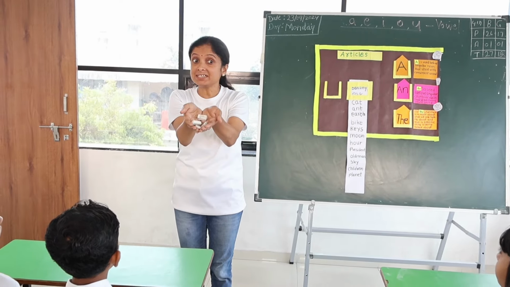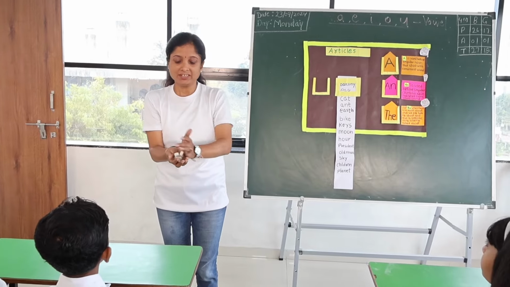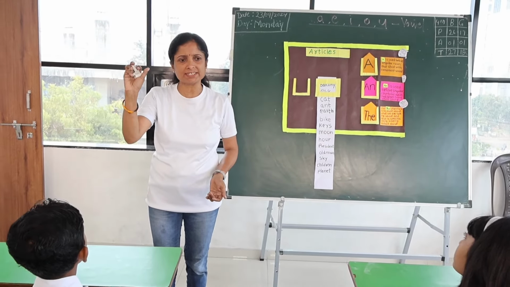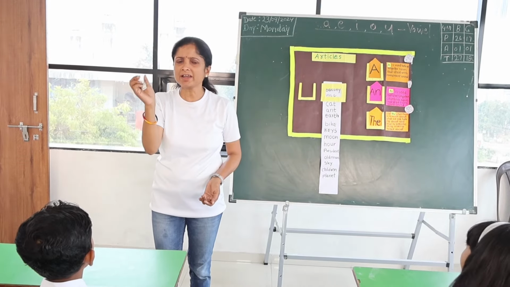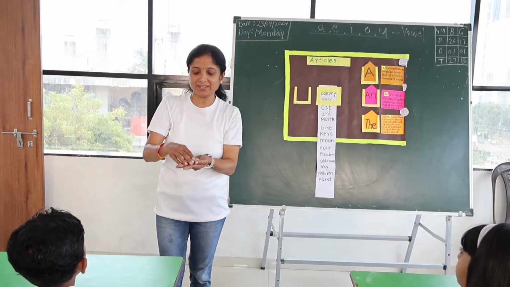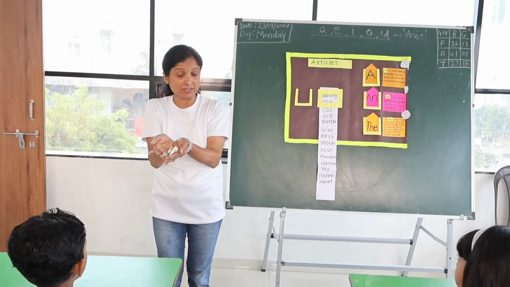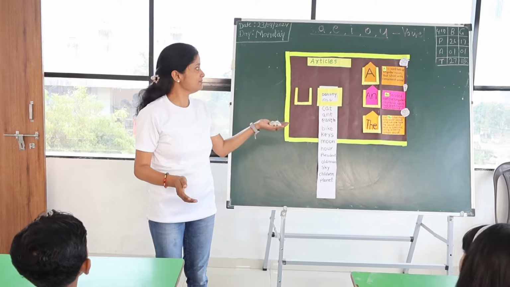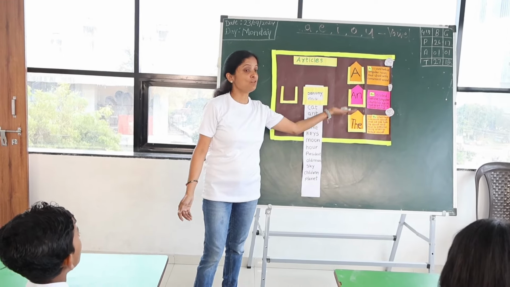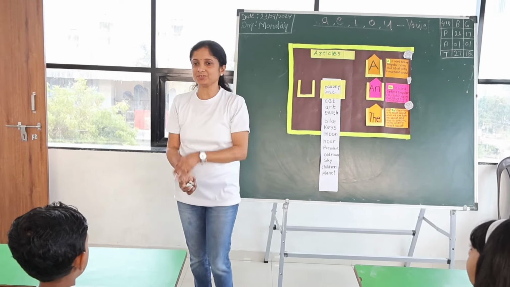Erasers. What are these? Erasers. Okay, so can we use a before these erasers? No. Why? Because okay. So for these many erasers, which article can we use? The. Which article can we use here? The. For many erasers. Very good.